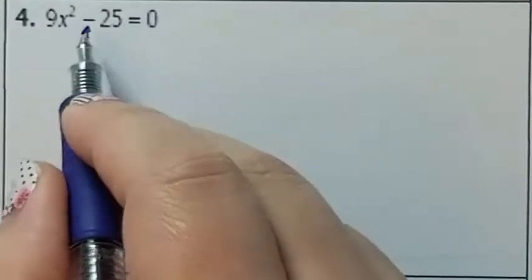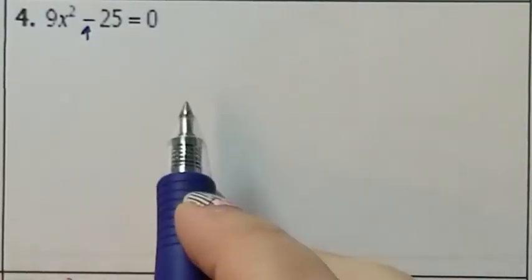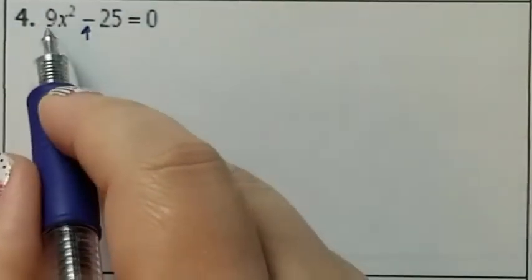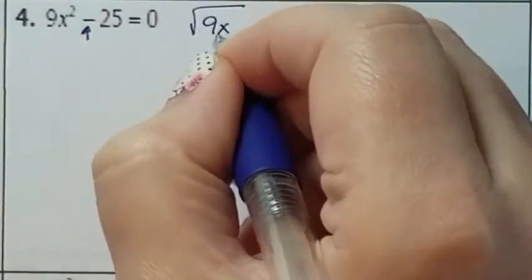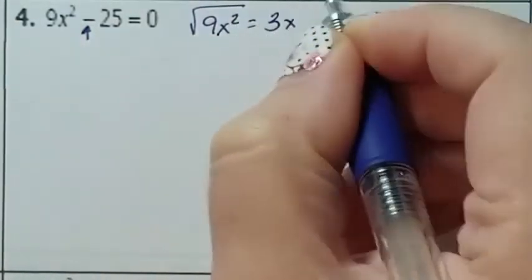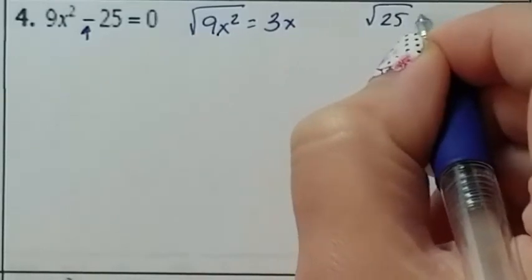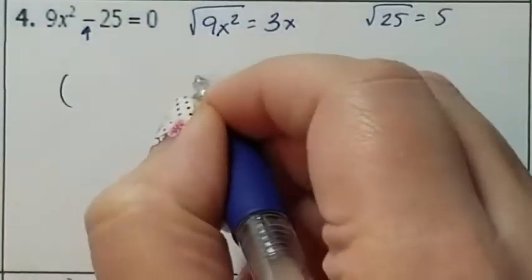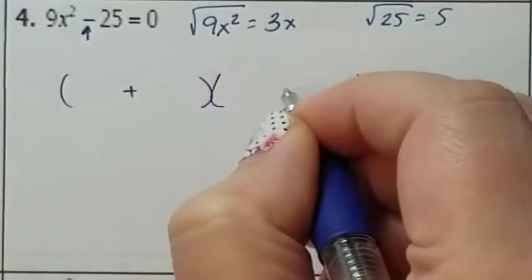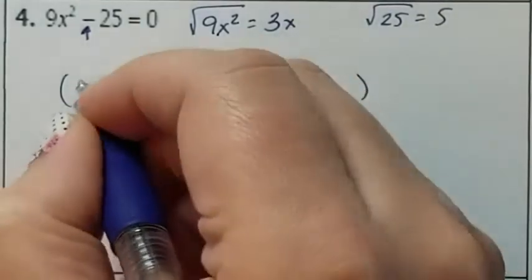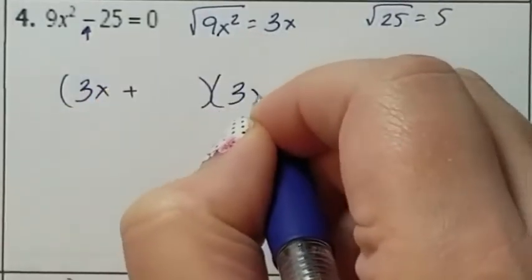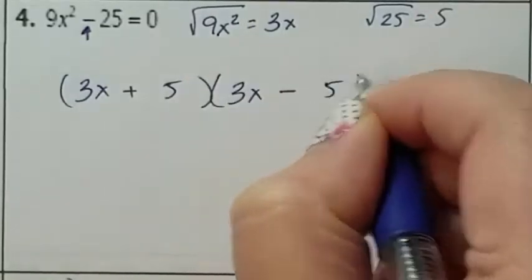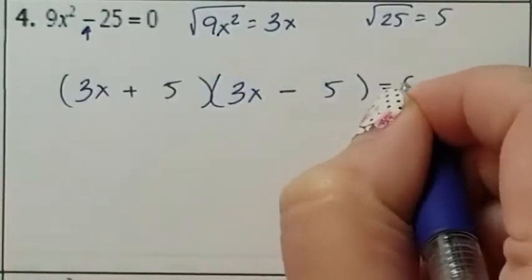So if I see two terms in a subtraction, I always first want to try, can I do the difference of two squares? I can take the square root of 9x squared. That's a 3x. I can take the square root of 25. That's 5. So I can break this into, factor it into the difference of squares. 3x was the answers for the front. 5 was the answers in the back. This entire problem was equal to 0.